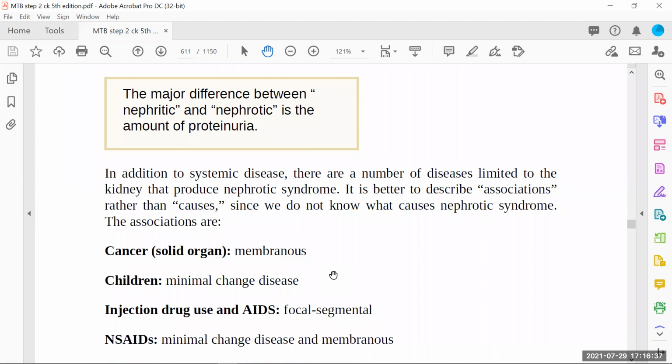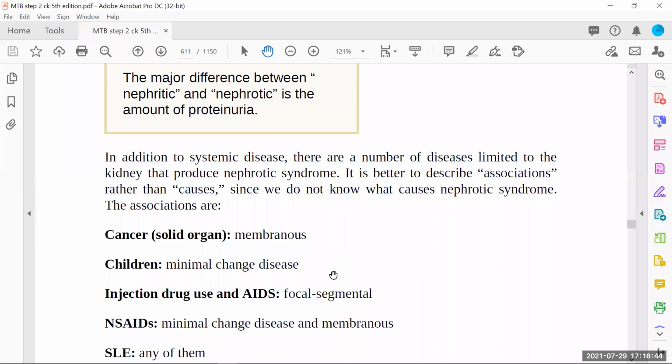In some children, those who are having minimal change disease or vasculitis diseases are also prone towards getting this nephrotic syndrome. Some infectious agents, injecting drugs, or immunodeficiency like AIDS, HIV, these are the things which can cause focal segmental damage of the glomerulus membrane, and that can also cause nephrotic syndrome. So these are all the associations in which the patient can get nephrotic syndrome.